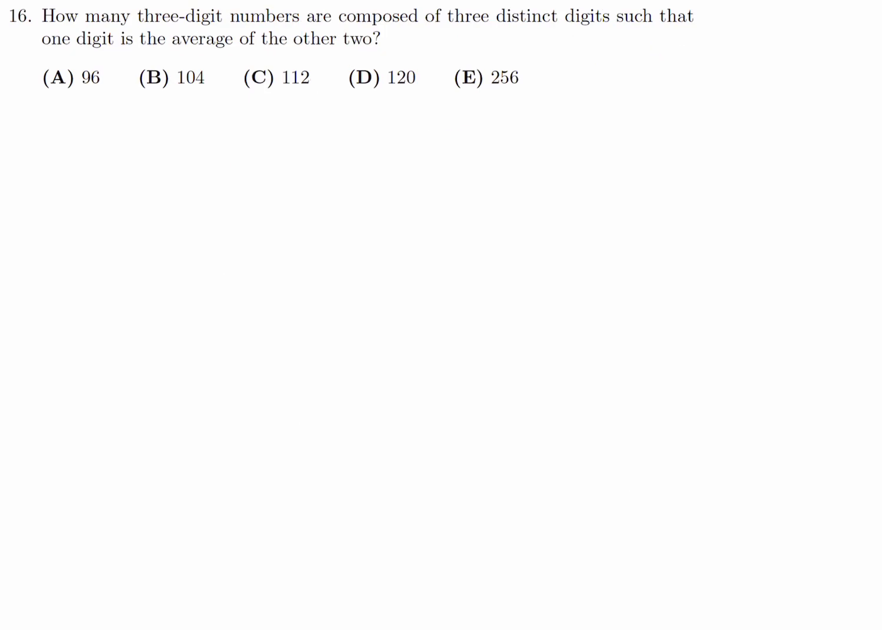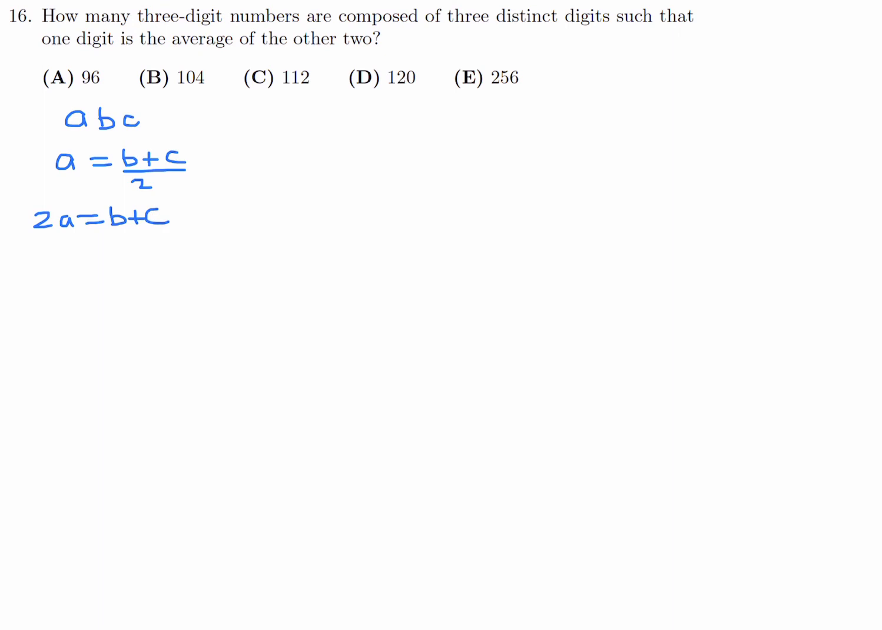How many three-digit numbers are composed of 3 distinct digits such that one digit is the average of the other two? So we've got A, B, and C, and the rule is A is equal to (B plus C) over 2, which would give me 2A is equal to B plus C.